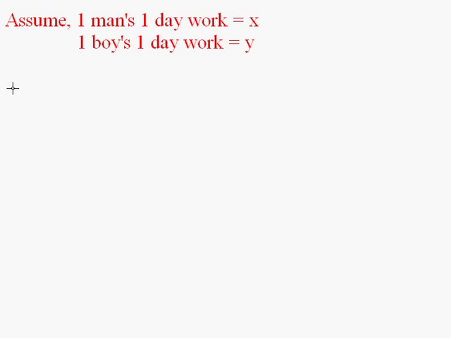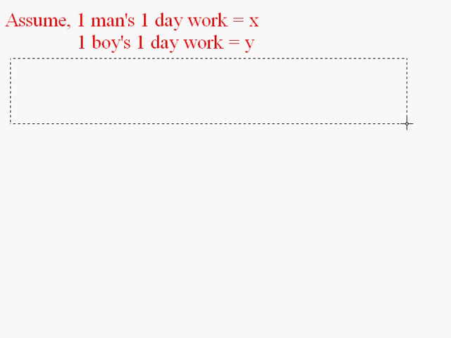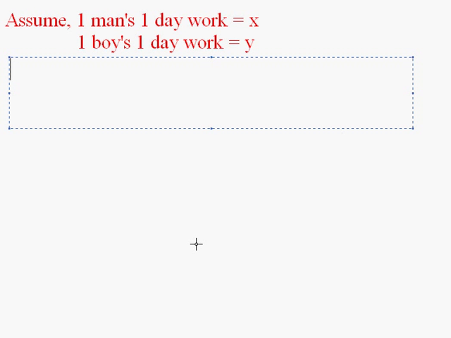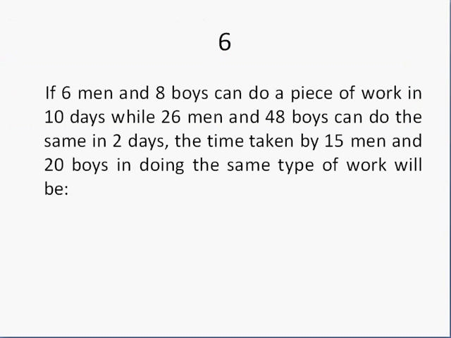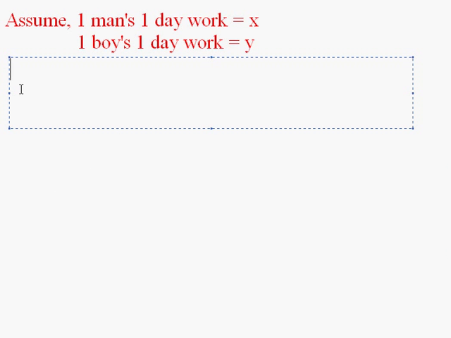So now what to do after this? After you assume these things, start converting the equations. It is given in the question that 6 men and 8 boys can do the whole work in 10 days. That means 6 men and 8 boys are doing 1 upon 10 work daily, right? We did a lot of questions in which we converted days into work. Here also we'll do the same. So 6x plus 8y is equal to 1 upon 10, because we are finding out 1 day work.